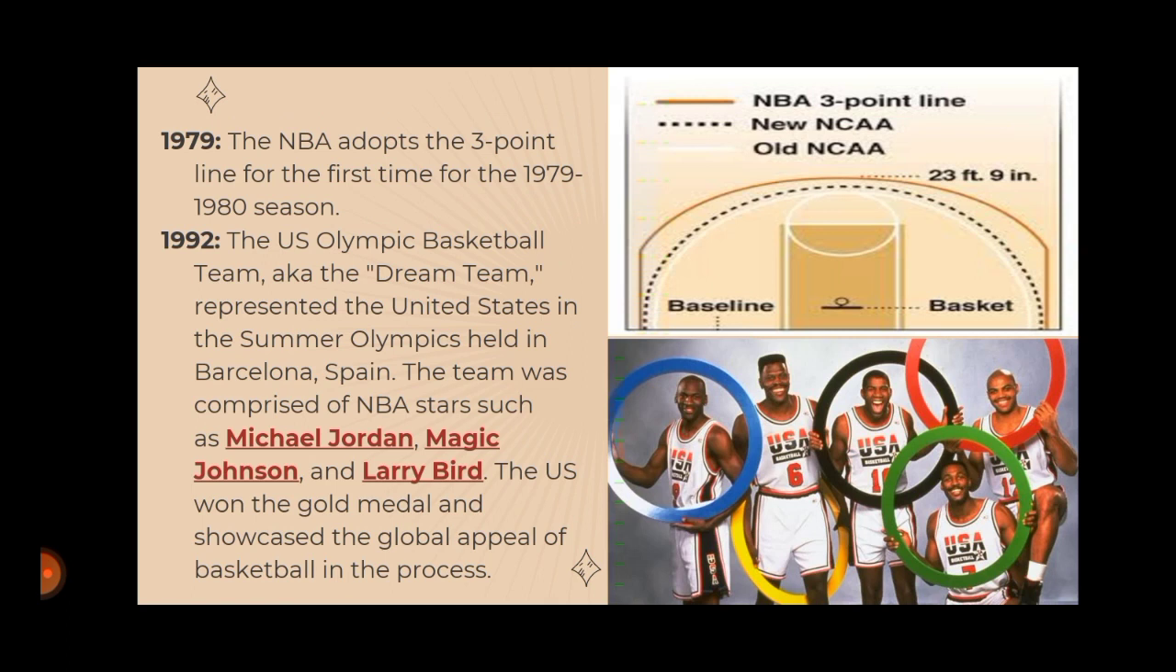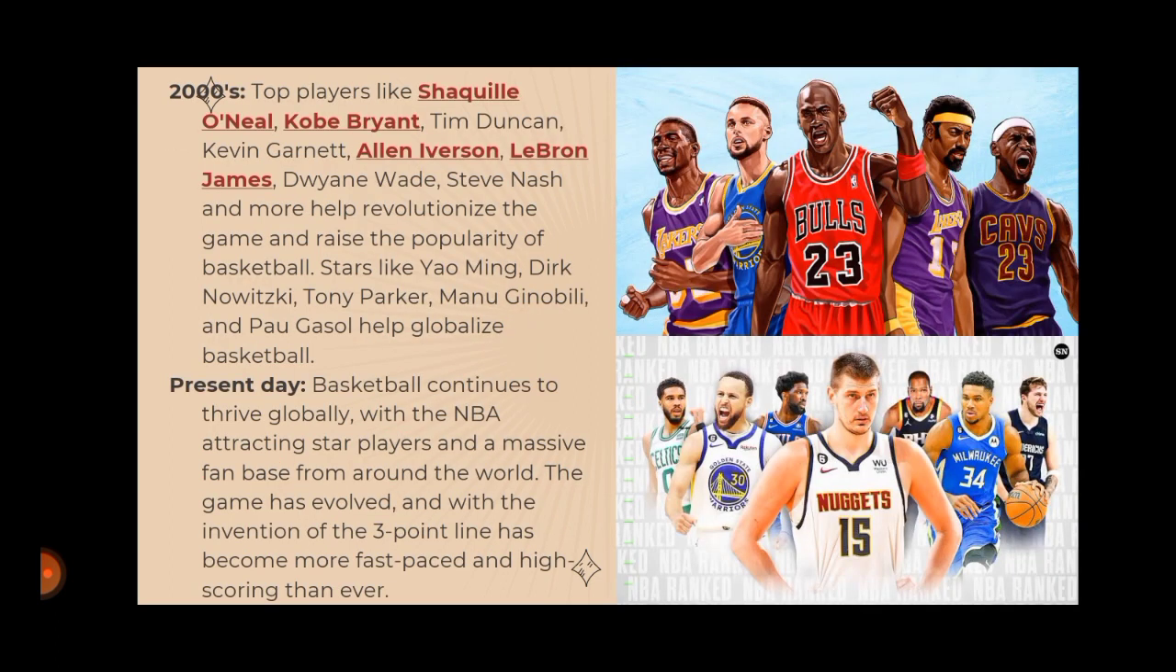In 1979, the NBA adopted the three-point line, starting from the 1979 to 1980 season, and in 1992, the U.S. Olympic basketball team, also known as the Dream Team, represented the United States in the Summer Olympics held at Barcelona. It was comprised of NBA stars such as Jordan, Johnson, Bird, and they won the gold medal and showcased the global appeal of basketball in the process.